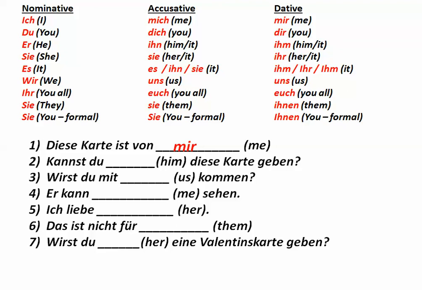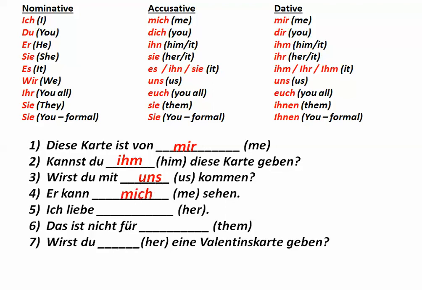Kannst du ihm diese Karte geben? So here, ihm is the pronoun that is the indirect object. I'm giving what? This card to him. So it's dative. So ihm. Wirst du mit uns kommen? And that's dative, but in the accusative and dative it's the same, uns.